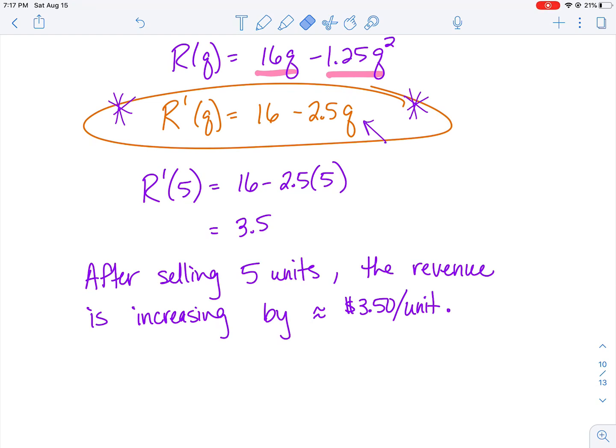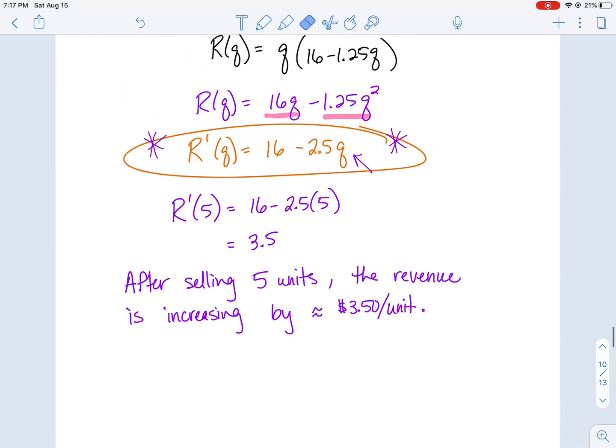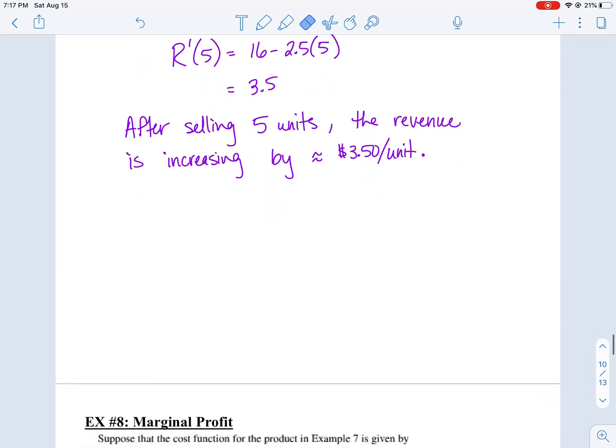I'm getting $3.50 more per unit than I was just a second ago. Again, that doesn't mean I'm only getting $3.50 per unit. I'm getting $3.50 more than I was a second ago. Okay? So make sure you use the right wording there so that it's accurate.